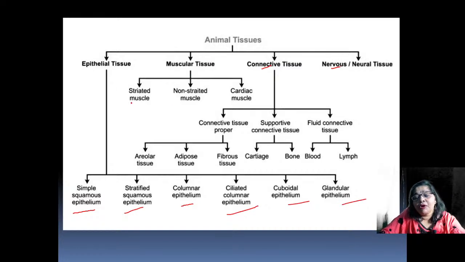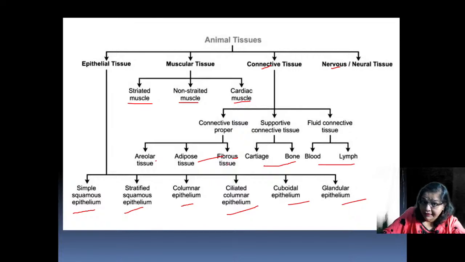Whereas in the muscular tissue, we studied 3 different types of muscle tissue. They are the striated, the non-striated, and the cardiac muscles. The connective tissues, we studied of various types: the areolar, the adipose tissue, the fibrous tissue, whereas the supportive connective tissues are the cartilage and the bones that form certain organs. Bones form the skeleton. Fluid connective tissues are the blood and the lymph. Whereas the nervous tissue, we learned at the end that they are made up of the neurons and the neuroglial cells. Okay, so that is all.